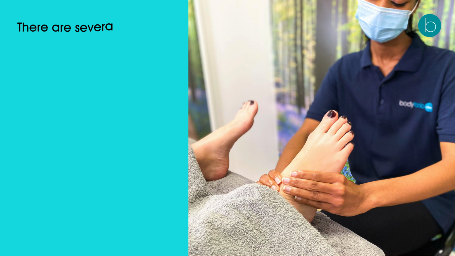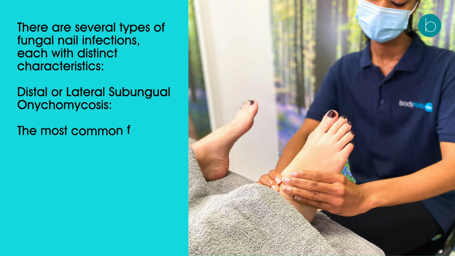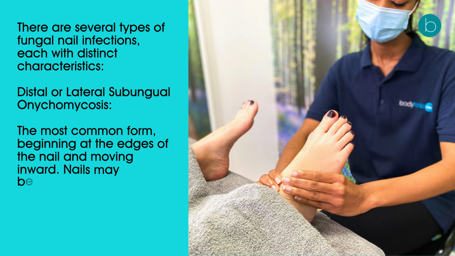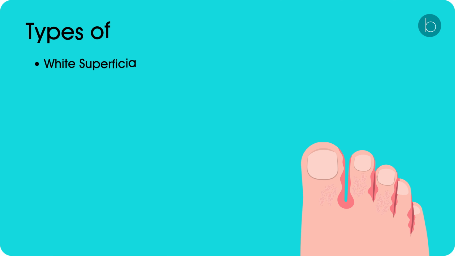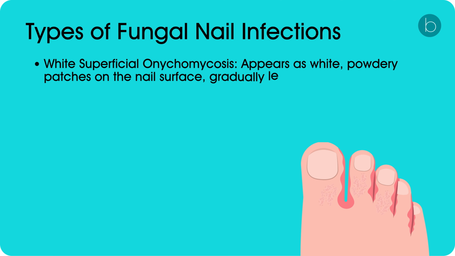Types of fungal nail infections. There are several types of fungal nail infections, each with distinct characteristics. Distal or lateral subungual onychomycosis. The most common form, beginning at the edges of the nail and moving inward. Nails may become yellow and lift from the nail bed. White superficial onychomycosis appears as white powdery patches on the nail surface, gradually leading to surface degradation.